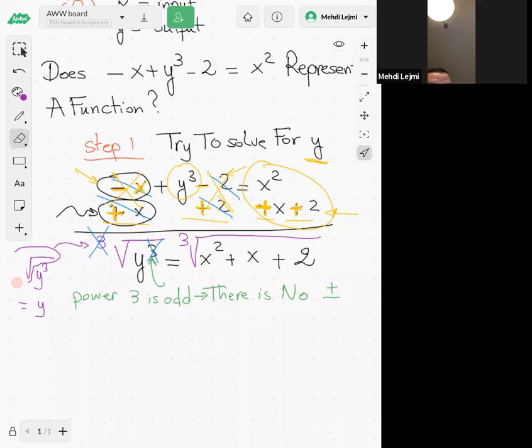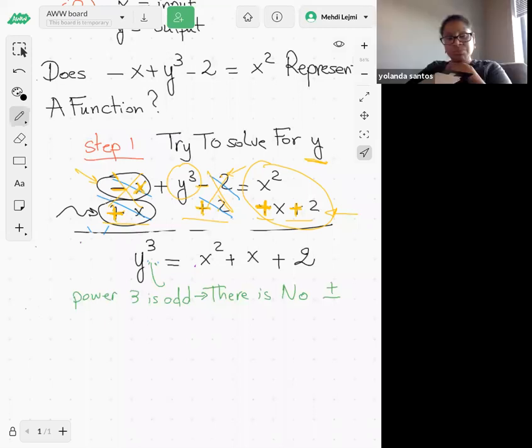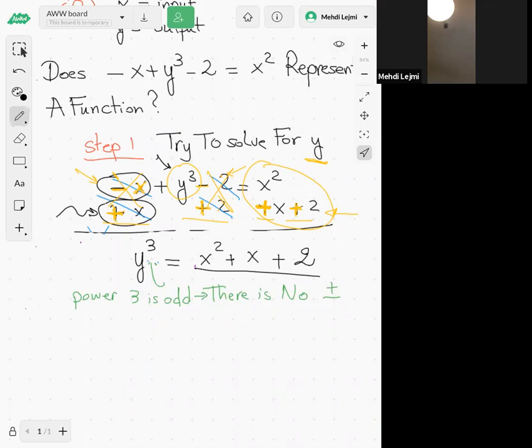So, let me erase this here so I can show you exactly what I did. Now, you agree? On the left, I had y cubed, right? This y cubed here. And I got this x squared plus x plus 2 on the right. Now, what I'm saying is I have to solve for y, and y cubed is not exactly y.